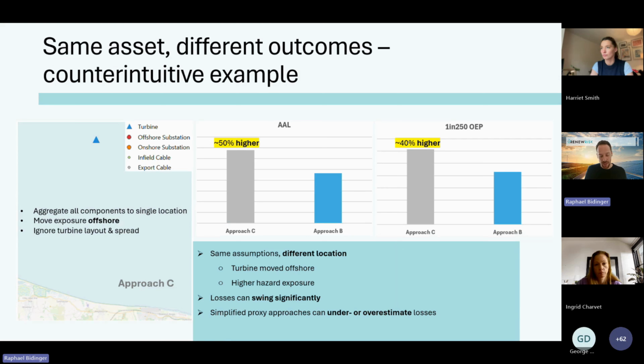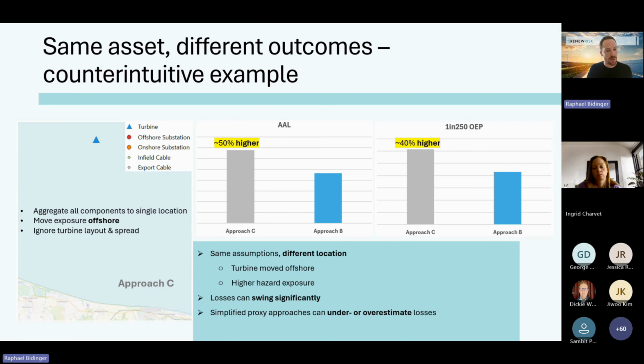Before we wrap up with that case study, I would like to show one counterintuitive example as well. In that example, we basically keep the same assumptions as we have in the proxy approach A previously. So we're aggregating all components into a single location again, but instead of moving it onshore, we move it offshore to where the turbines are located of that wind farm.